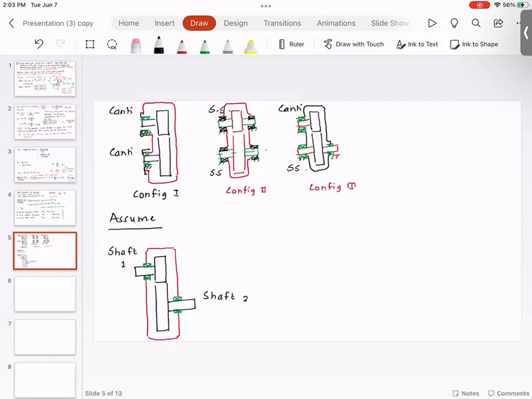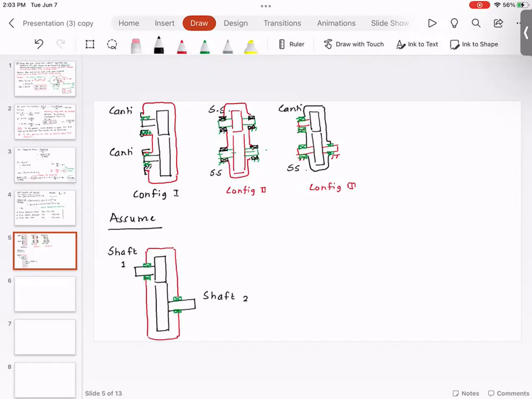Now, please understand, it's not required that shaft 1 and shaft 2 would be of the same sizes. Depending upon where the bearings are located, depending upon the amount of torque that is applied, depending upon the type of material, the shaft dimensions could be different. So when they ask you to design the shafts, you can design any of these shafts. Either you can design shaft 1 or shaft 2.